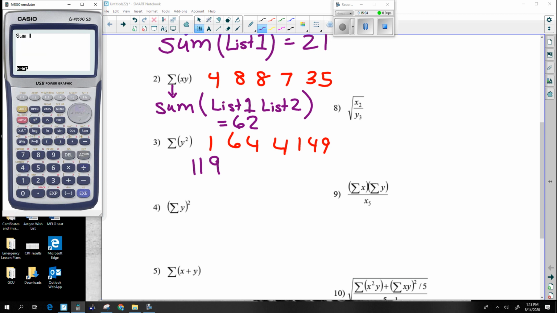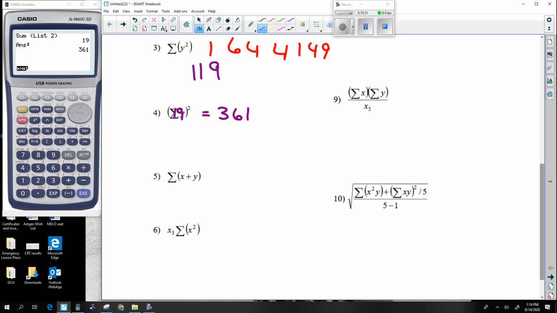So the sum of y, I'll do that bit first. So the sum of y squared. So again, I'm writing out what you would put in your calculator. So number 5 would be the sum of y, or excuse me, x plus y. The sum of x plus y.